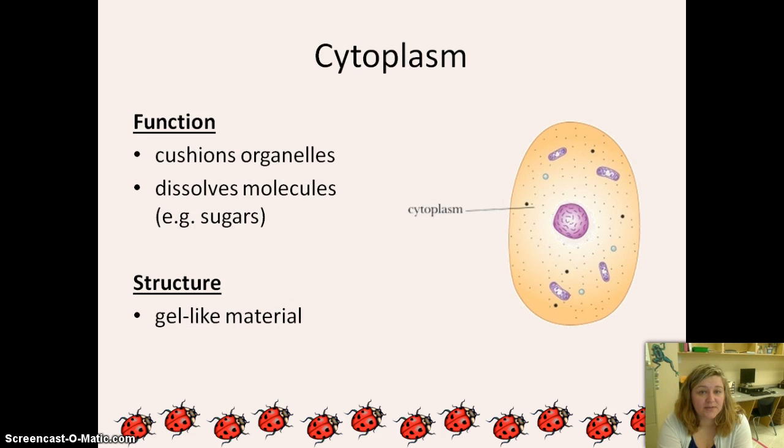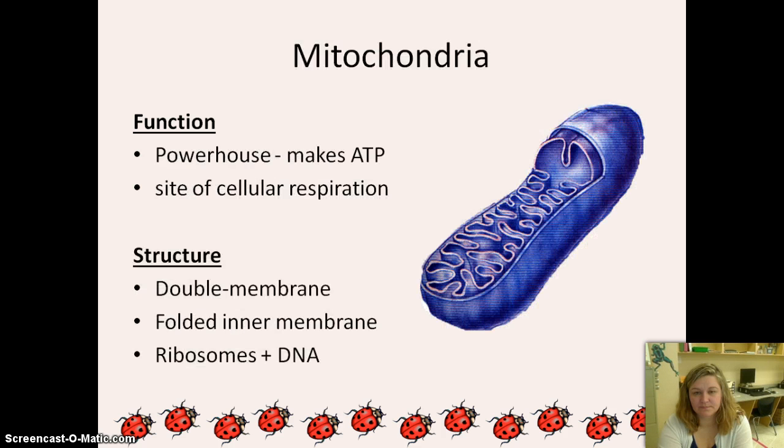Cytoplasm is found in all three types of cells. It's basically just some gooey jelly stuff that cushions the organelles, dissolves some molecules, and just kind of hangs out and holds everything in place.